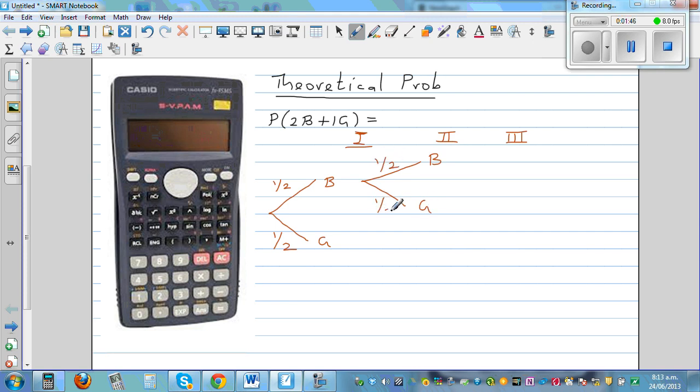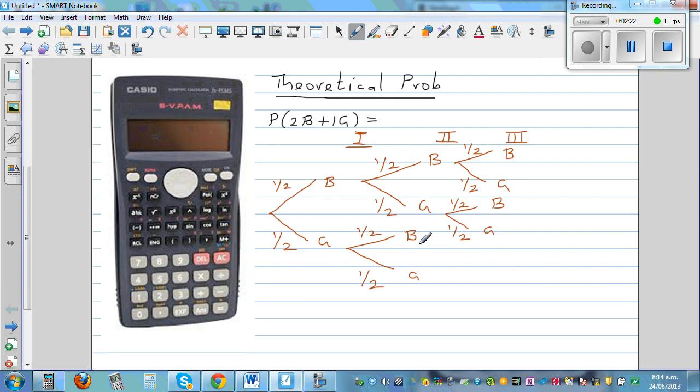So a family can have a girl, and then they can have a second child, which is a boy or a girl. So this is half, and this is also half. And finally, after having a boy and a boy, you can have the third child, and again that can be a boy or a girl. So this is half and half. And then after having the second girl, you can have a boy or a girl. So that's half and half.